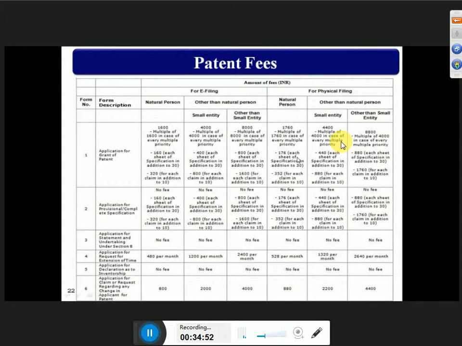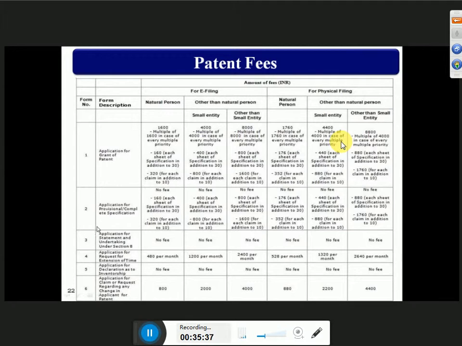For physical filing, the patent application fee is 1760, right? And when you are paying this fee of 1760 for the complete application, the patent office says that you cannot go beyond 30 pages, and you cannot go beyond 10 claims. If you go beyond 30 pages, for each page you need to pay 176 rupees extra, and for each extra claim beyond 10, 352 extra. So this is a one-time fee only.